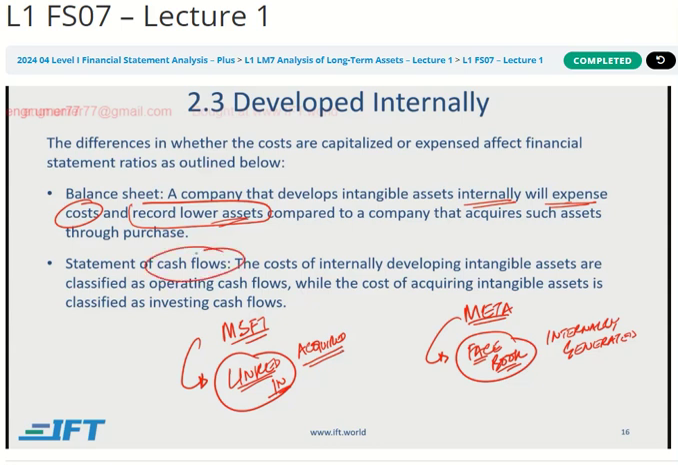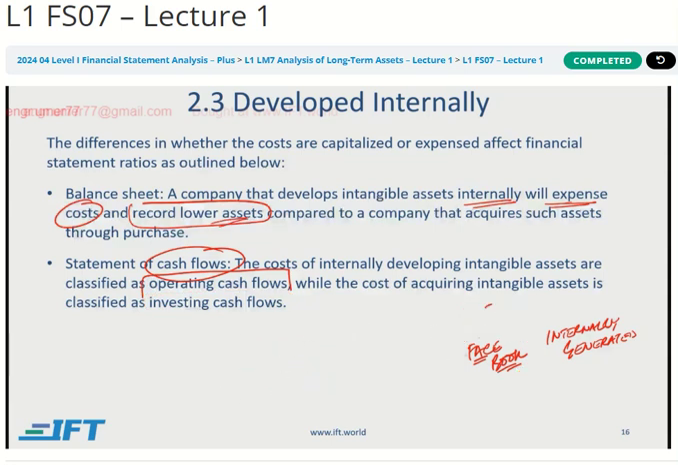And as far as statement of cash flow is concerned, the one which is acquiring it, those cash outflows will be shown in investing activities, whereas the one which is internally generating is going to have those cash flows showing as operating cash flows. Let me give you another example.